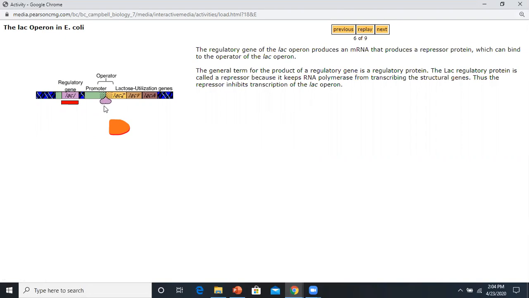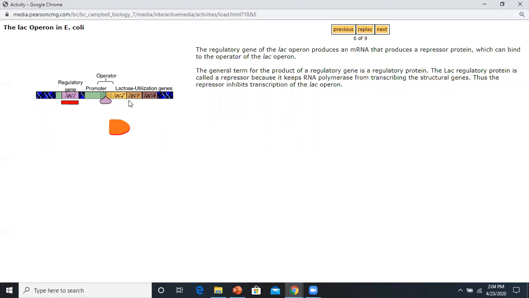So understand what's going on here. How is this different? Well, remember in the trp operon, the repressor wouldn't bind there unless it had tryptophan bound to it, okay? But notice this one, I didn't have anything bound to it. And again, this is a totally different model. Don't get this confused with the trp operon. All of these enzymes are going to help make breaking down lactose possible. So all these enzymes are associated with breaking down lactose.